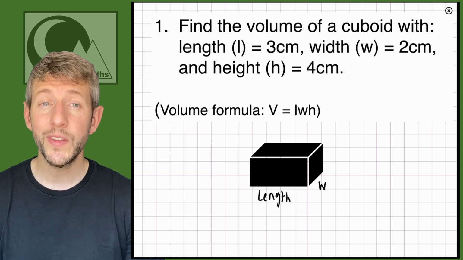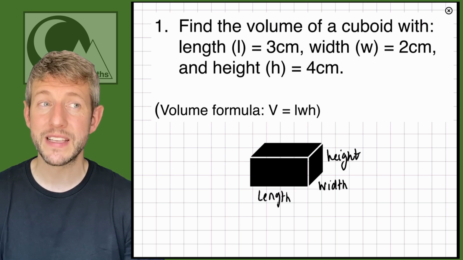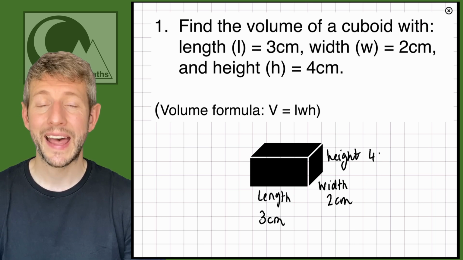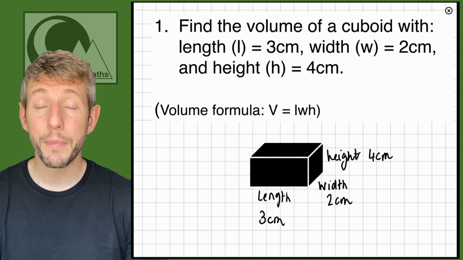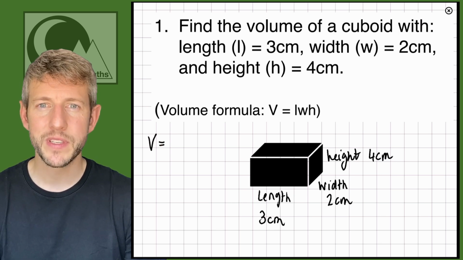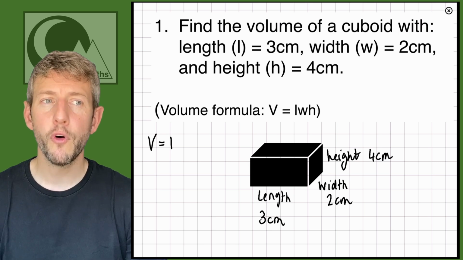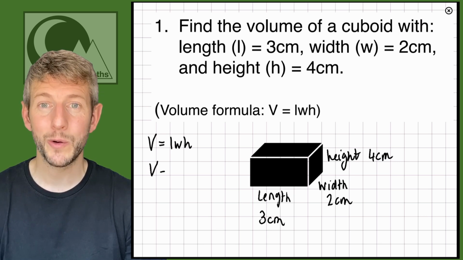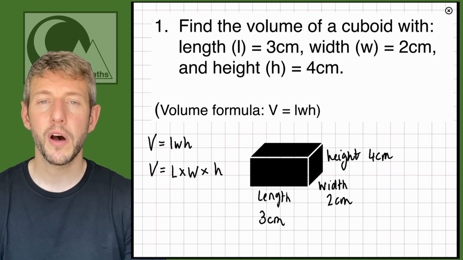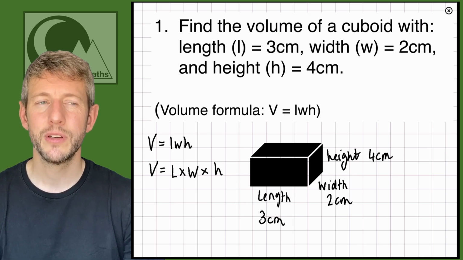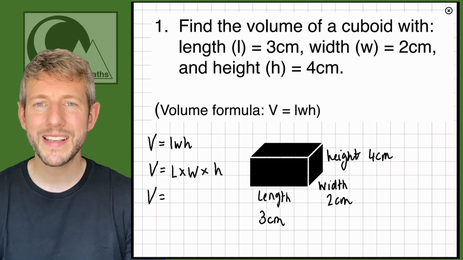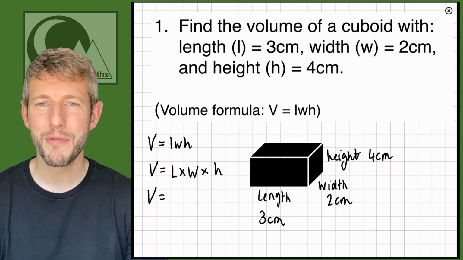Okay, now, in the question, we've been given the value of each of these letters. So we can see that L is 3, W is 2, and H is 4. But before I put these values in, I'm going to rewrite the formula with the times signs. So, if the formula is volume equals LWH, then that means volume equals L times W times H.